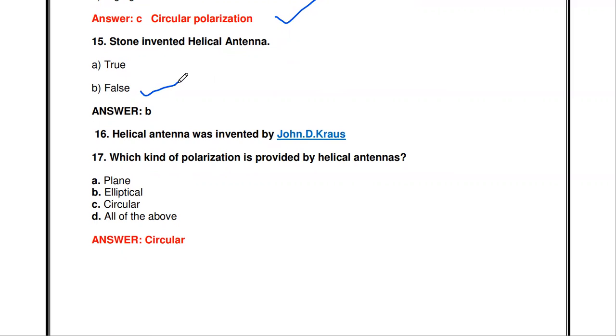It's false. The helical antenna was invented by John D. Kraus. So the helical antenna is invented by John D. Kraus. Stone did not invent the helical antenna.